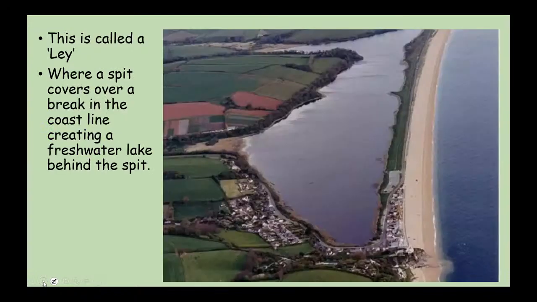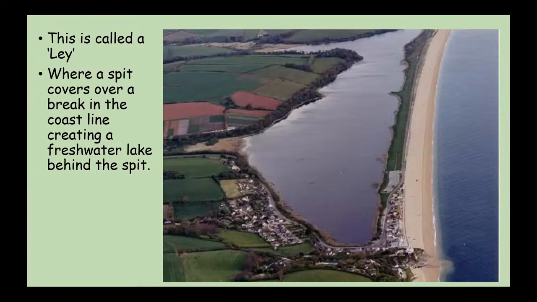Okay, so this is what we call a lee, and that's where a spit actually covers a break in the coastline. And in this case, it's created a lake behind the spit. What's really interesting about this is that the sea is on the right hand side of the picture, and that's salt water, seawater. On the left, the lee, the lake itself, is actually fresh water.